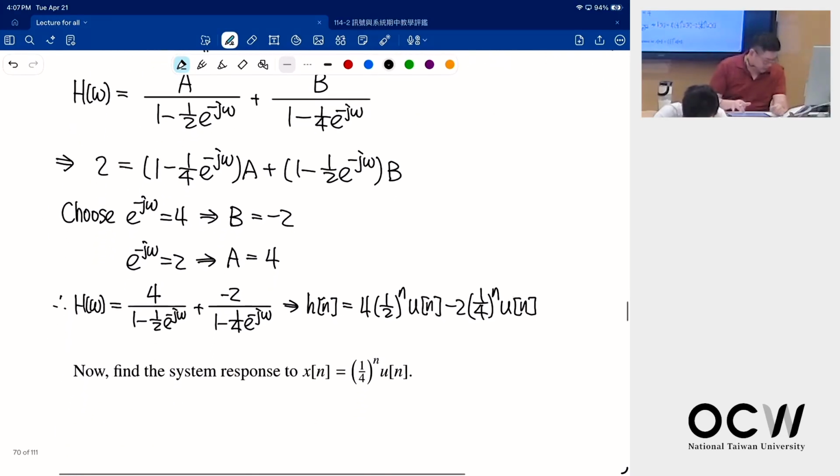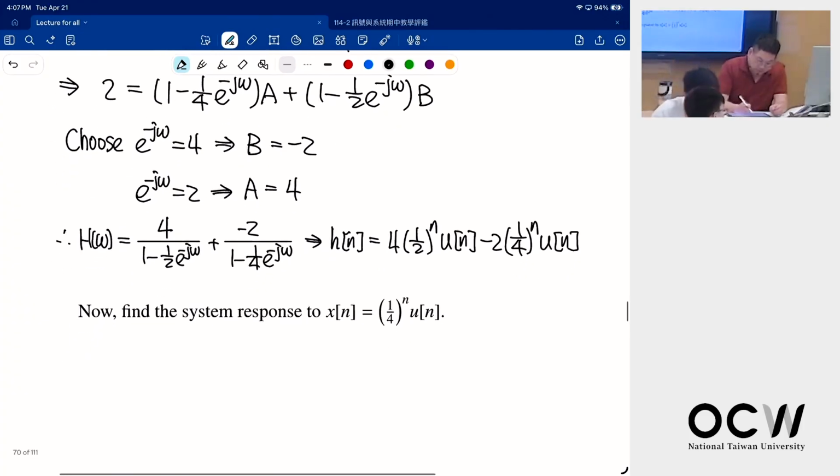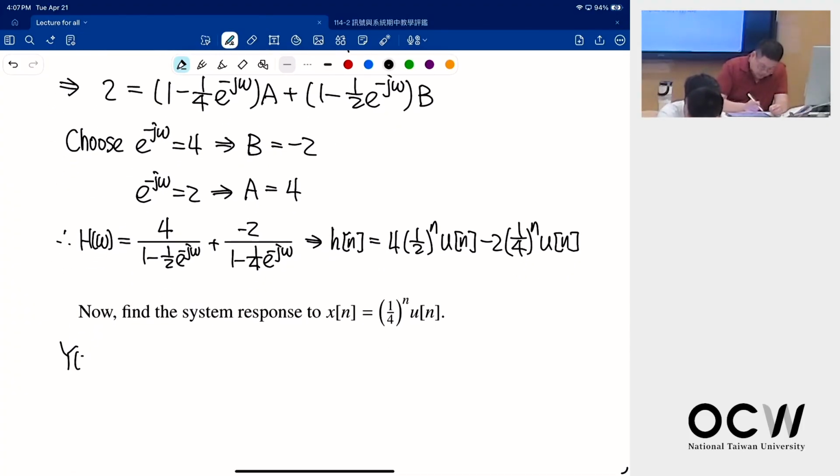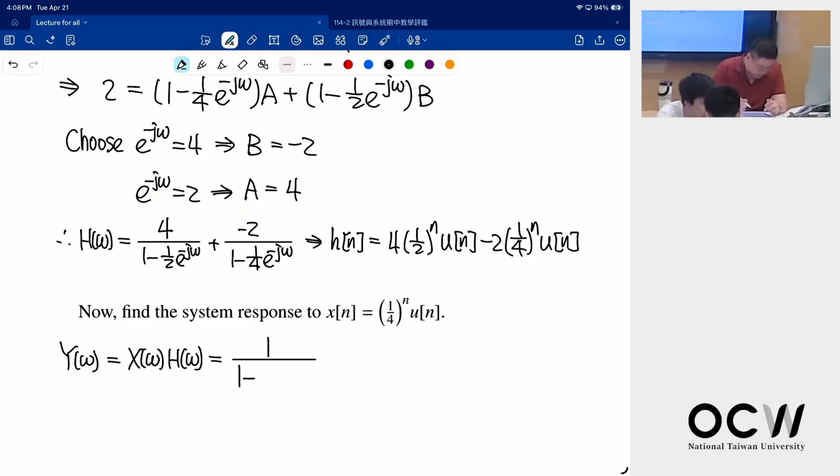Which means, or find the output. Okay, so if I want to find the output, Y equals X times H in frequency domain. So we have H, and now the X in frequency domain is 1 divided by 1 minus 1/4 times e to the minus j omega.